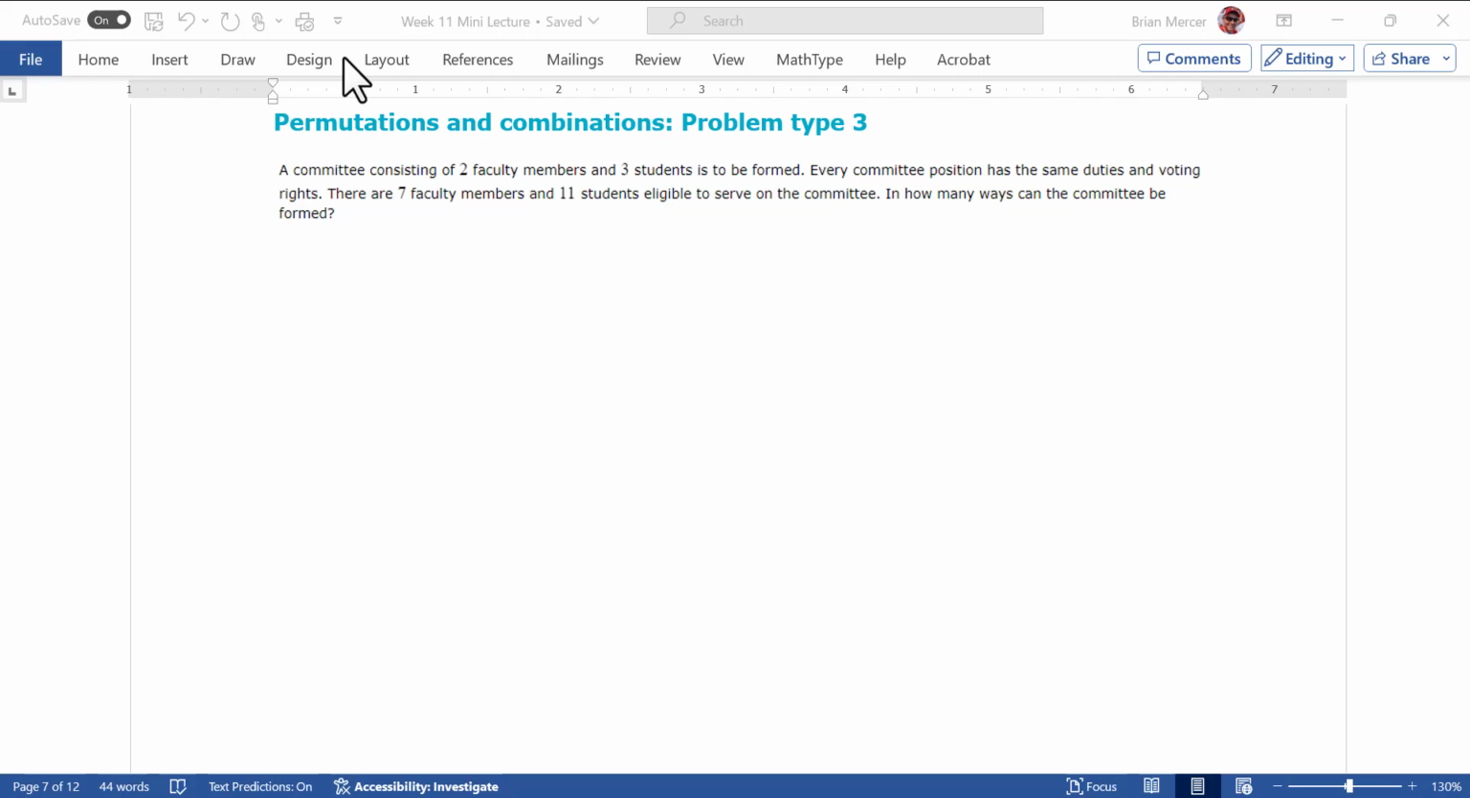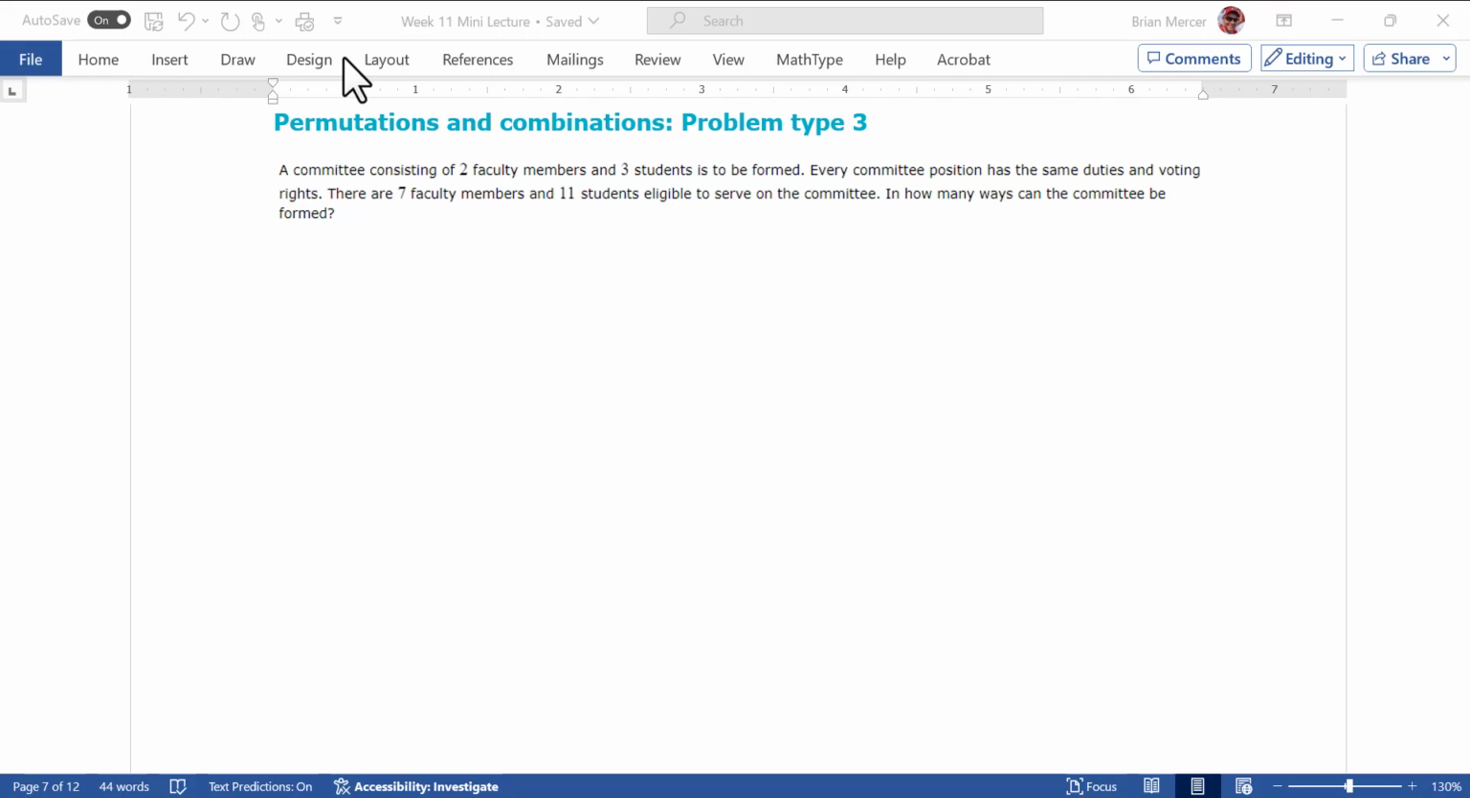This first one says a committee consisting of 2 faculty members and 3 students is to be formed. Every committee position has the same duties and voting rights. There are 7 faculty members and 11 students eligible to serve on the committee. So in how many ways can the committee be formed? First of all, you need to think about this for a second and decide, does the order matter?